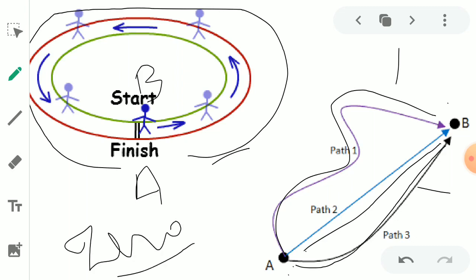Why is it so? Because this person started from the start line and finally comes to the finish line. So the distance between the starting point, the initial point, and the final position will be 0. Started from this point and again comes to the same point. So what is the distance between them? The distance from the initial to the final position is 0. So displacement can be 0, but distance cannot be 0.